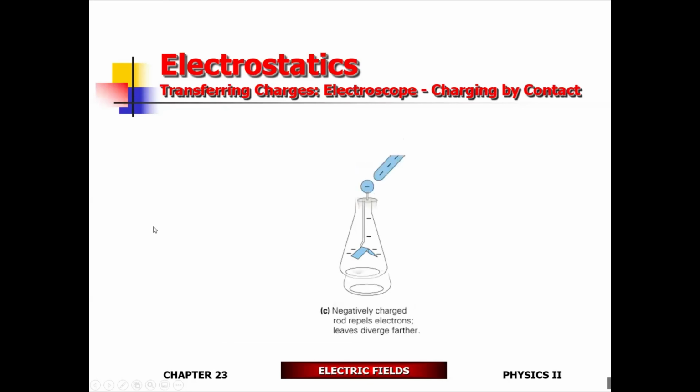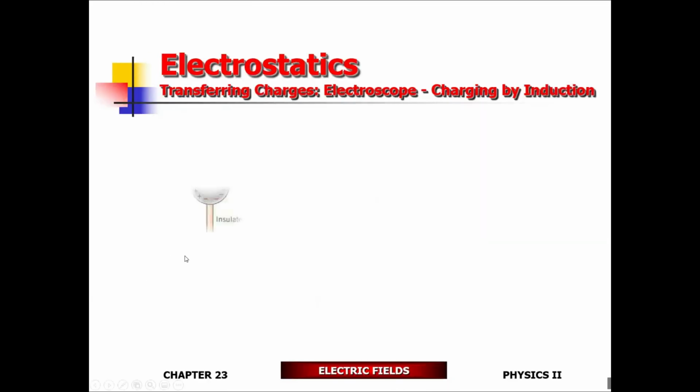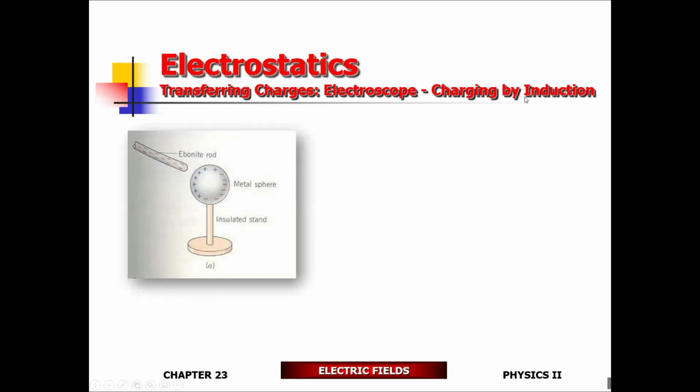So now this becomes negative charge. All right, so if you bring a negatively charged rod nearby, once again, negative charges will be repelled, so the leaves will get pushed up. That's what's going to happen. Okay, so you guys kind of got that. All right, now let's talk about charging by induction. How does that happen? You got this metal sphere. It's on an insulated stand, so the charges will not leak out.